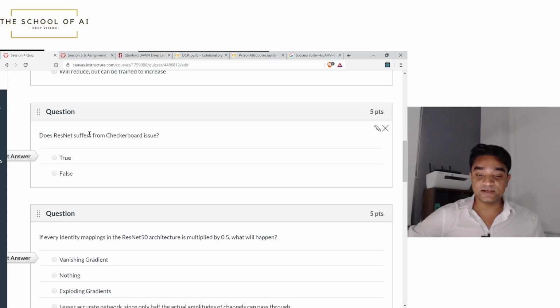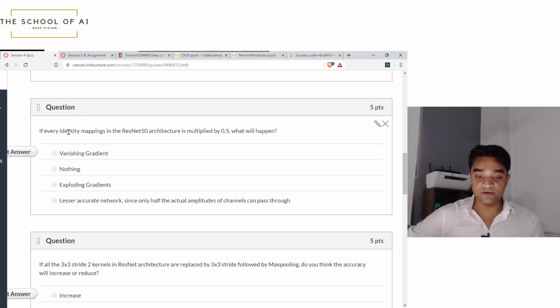Now, does ResNet suffer from the checkerboard issue? Yes, it does. Anything which uses a stride of 2 will suffer from the checkerboard issue. Now, we are talking about a kernel of size 3 and a stride of 2. We're not talking about a kernel of size 2 and stride of 2. In that case, there is no repeating pixel, which is what max pooling is doing. So max pooling does not cause the checkerboard issue.